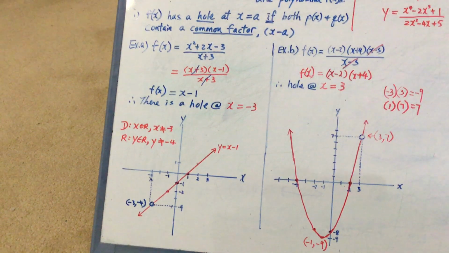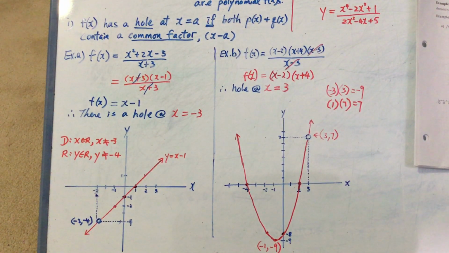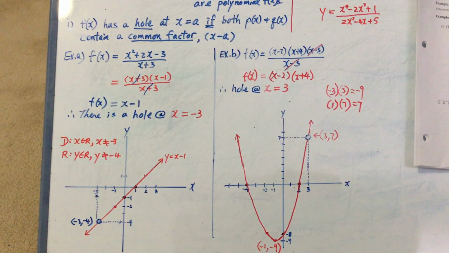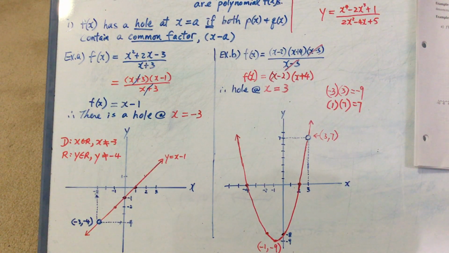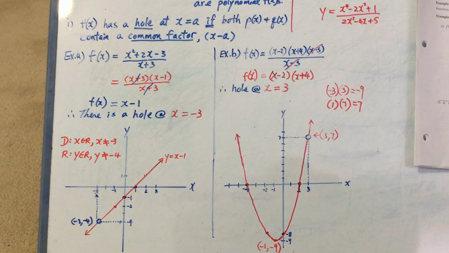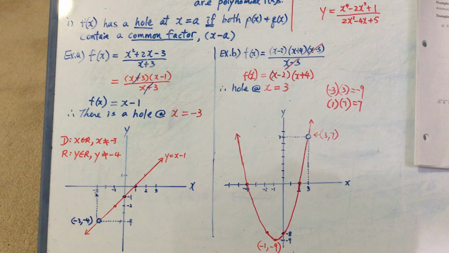All right, so those are the two examples that you can see of when rational functions will have a hole on the graph. Okay.